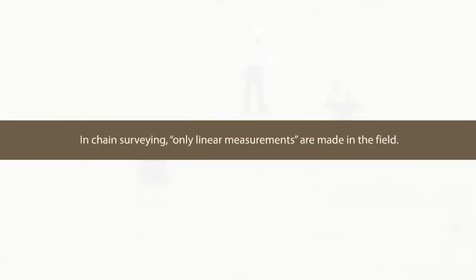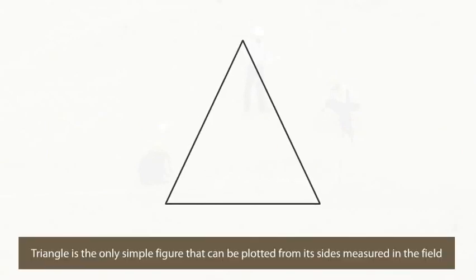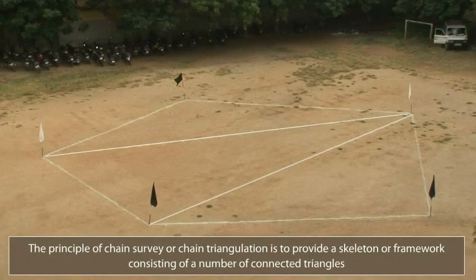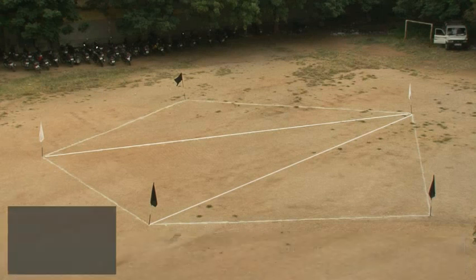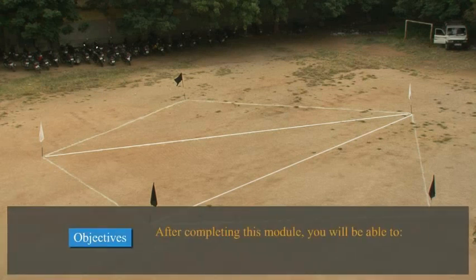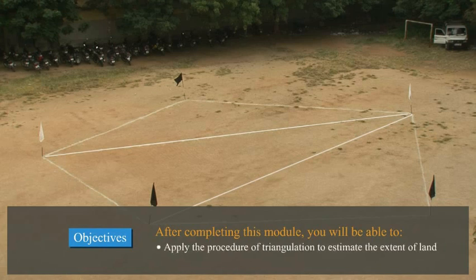In chain surveying, only linear measurements are made in the field. Triangle is the only simple figure that can be plotted from the lengths of its sides measured in the field. Therefore, the principle of chain survey or chain triangulation is to provide a skeleton or framework consisting of a number of connected triangles. After completing this module, you will be able to apply the procedure of triangulation to estimate the extent of land, and describe the methods of computing the chain angles.